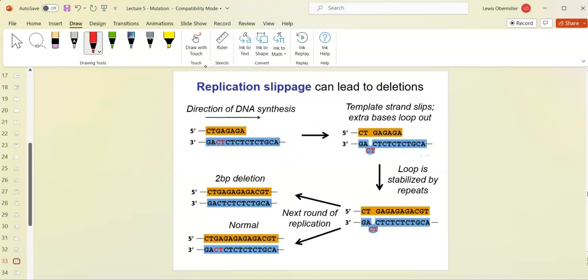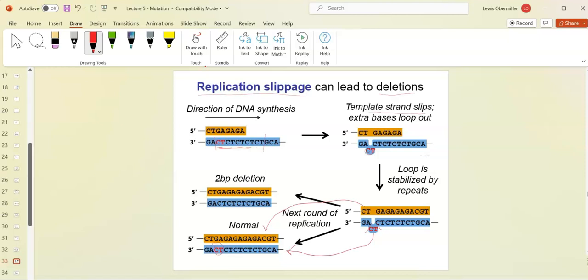All right. So you can also have replication slippage. Replication slippage can lead to usually deletions, but also insertions. This is usually done because of long stretches of repeat. So in this case, this is a repetitive CT, CT, CT, CT, CT stretch of DNA, and this can cause it to buckle out, right? When the template strand loops, then this might not be copied, so it's left in the original strand, but in the other strand, right, it's not mutated. So we have an insertion here.